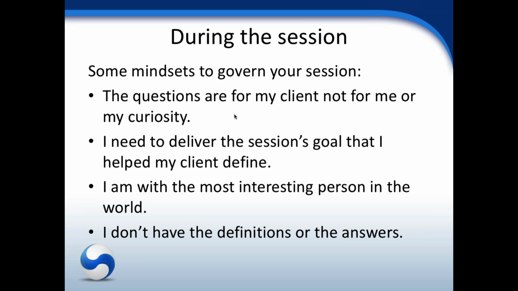So if my client tells me, I want to work on simplifying my work, okay, tell me, what does simplifying your work mean for you? Because I know that is different from my definition. So I keep reminding myself as a professional coach, I don't have the definitions. I need to always ask for the definitions from my clients.